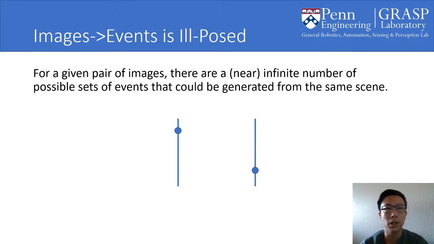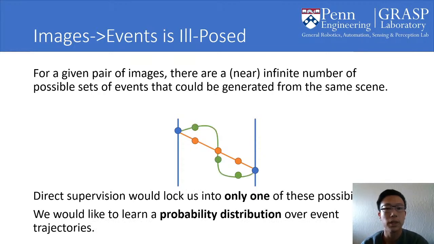If we look at this blue dot that moves between these two points in time from the top of this image to the bottom, the images themselves are relatively fixed. The blue dot simply moves from the top to the bottom. However, because of the event's extremely high temporal resolution, one possibility is that this dot just took a linear trajectory from the start to the end, and so generated these three events that you see in orange. However, an equally possible outcome is that the blue dot first went up and then down and then up again and generated this green set of events that you see here. Both of these trajectories are technically equally probable, and in fact, there are an infinite number of such trajectories depending on the motion in between the two frames.